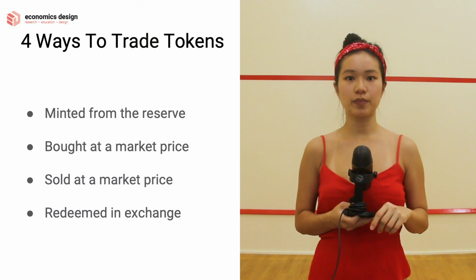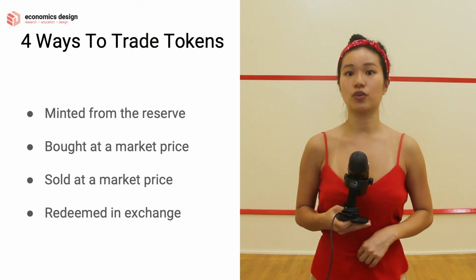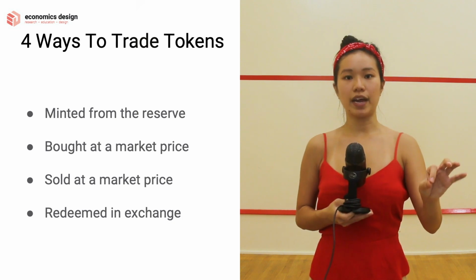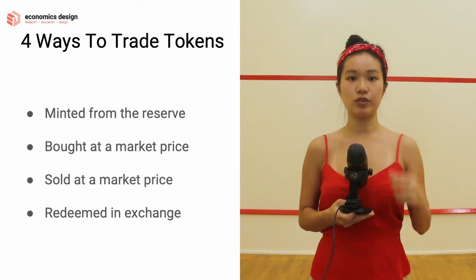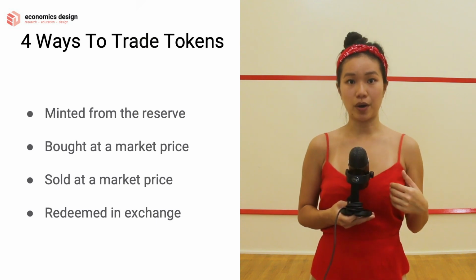So you go to the smart contract, or you go to the bonding curve, and you say, hey, I want to buy economics design tokens. This is X amount of money that I have. Give me the amount of tokens that I can redeem for. So that's how it works. Then it can be bought and sold at market price.